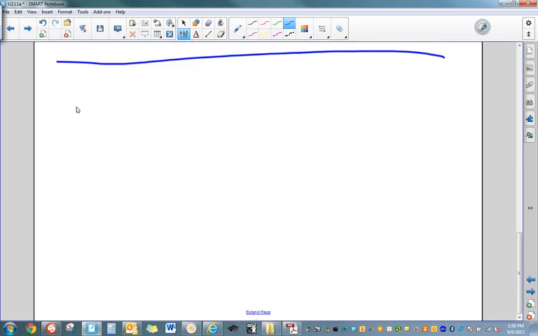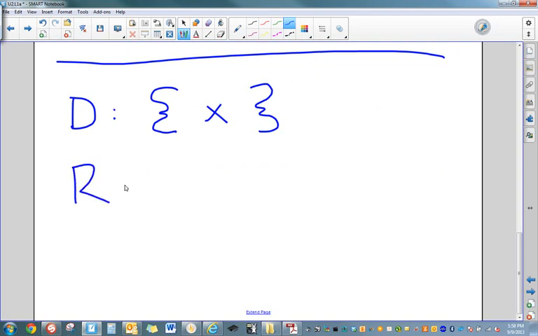We're going to do a little D, a colon, and then we're going to do one of those fancy brace things, something that looks like a brace. For the domain and for the range, you should simply list the x values and simply list the y values. Inside the braces, you just separate them with commas.